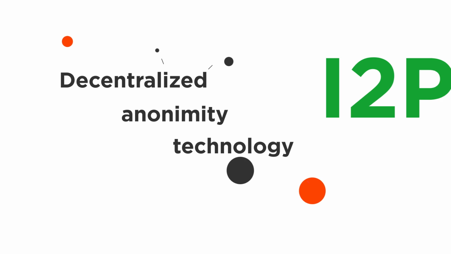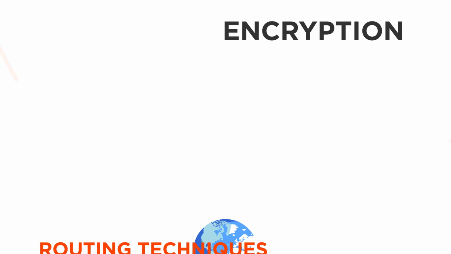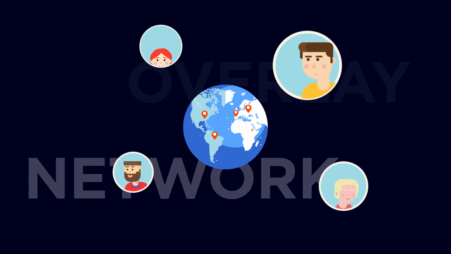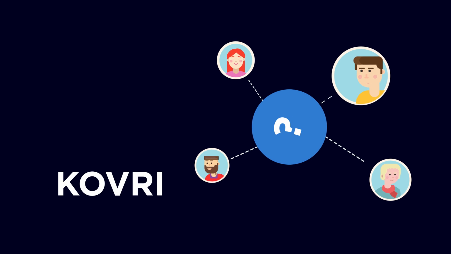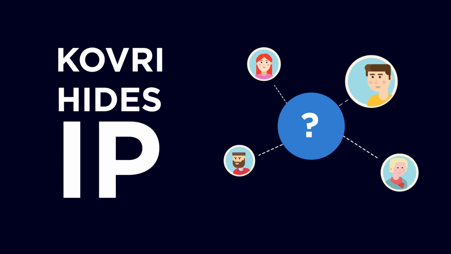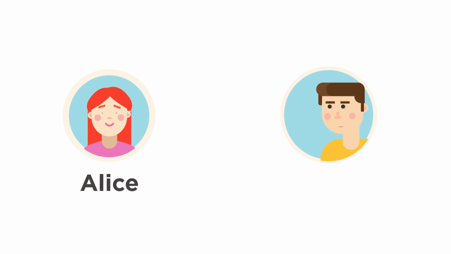Kovri is a free, decentralized anonymity technology based on I2P's open specifications. Kovri uses both encryption and sophisticated routing techniques to create a private overlay network across the internet. This protected overlay allows users to hide their geographical location and IP address. An IP address is like a home address for the internet, so this is quite sensitive information, to say the least. Let's go through a few scenarios to see how this lightweight, security-focused software helps strengthen a user's privacy.